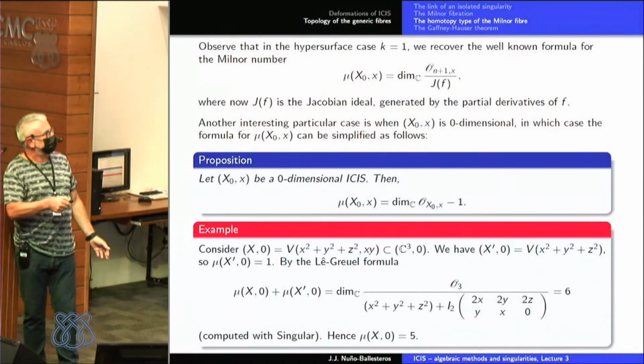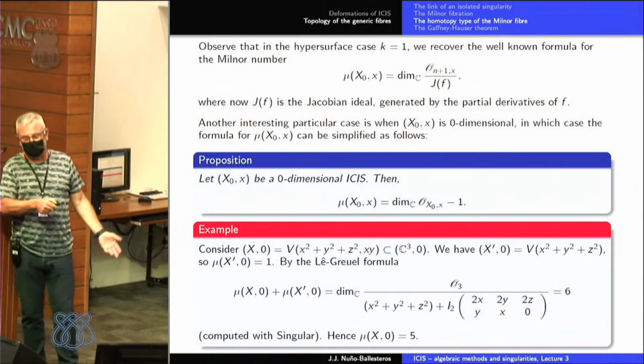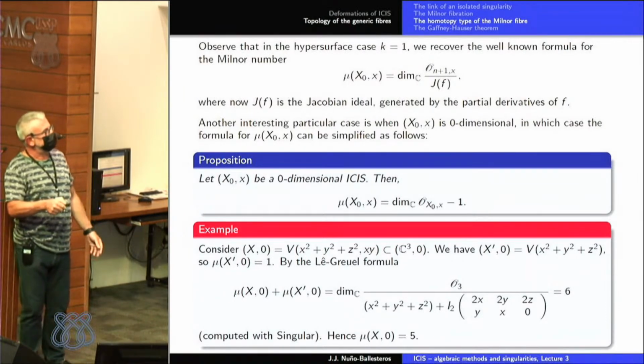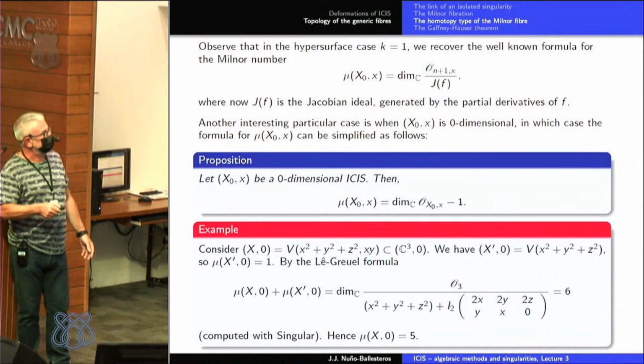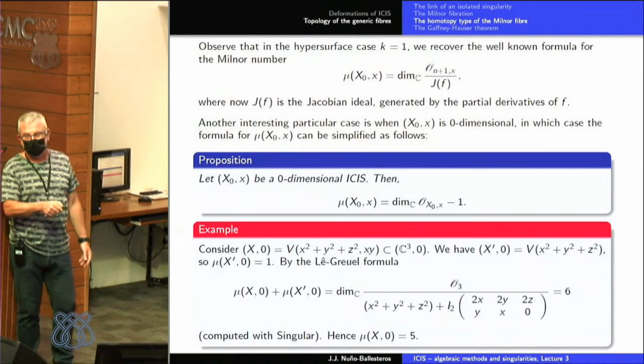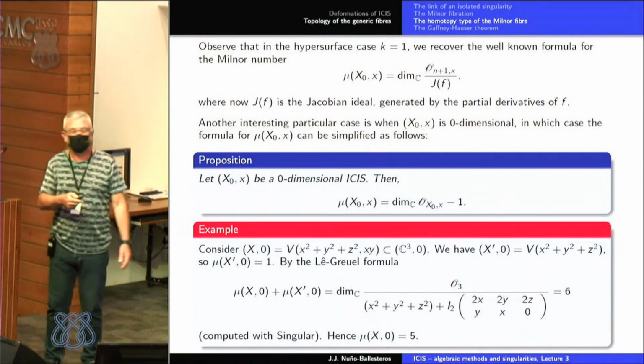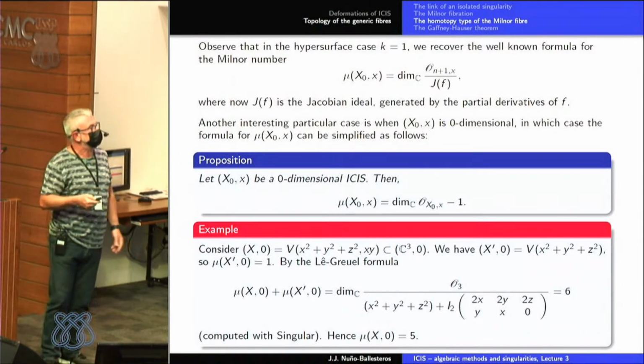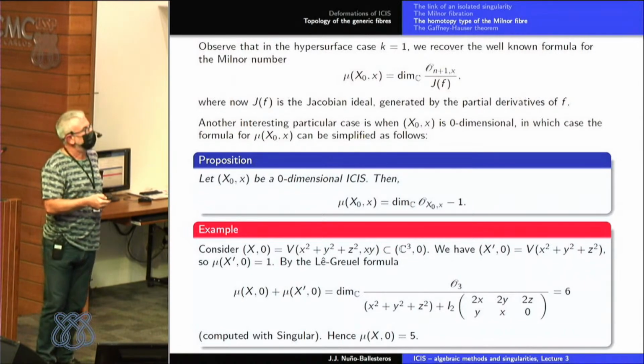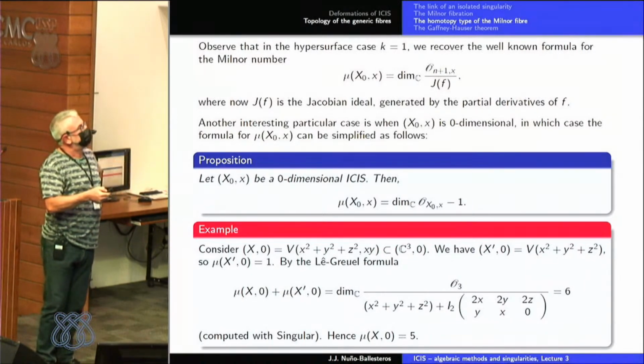So the Milnor number of X prime is 1, and then the sum of the two Milnor numbers is this dimension, but this dimension can be computed easily with Singular, with Oscar of course, and this dimension is equal to 6. So the Milnor number of the ICIS of the S5 singularity is 5. So the Milnor number coincides with the Tjurina number and is equal to 5. Okay.